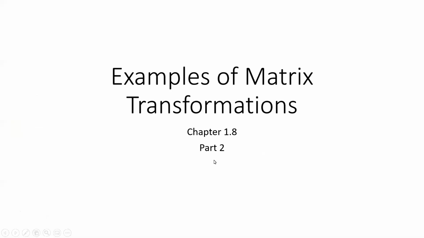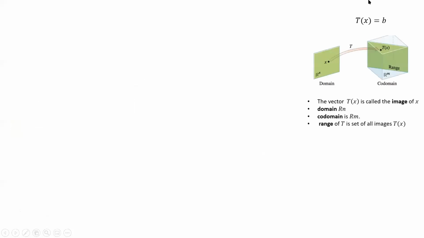Hello, this is the second part of chapter 1.8, and we will work through several examples of matrix transformation. Just to remind you that in the last mini lecture, we defined a transformation T of X, which transformed the n-dimensional vector X into the m-dimensional vector B. We usually call the resultant vector an image, and the dimension of our vector X we call the domain, and the dimension of our resulting vector B we call the codomain.